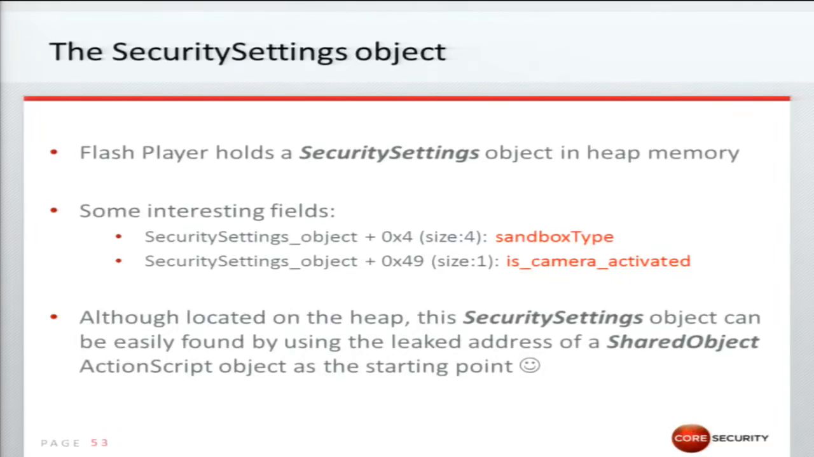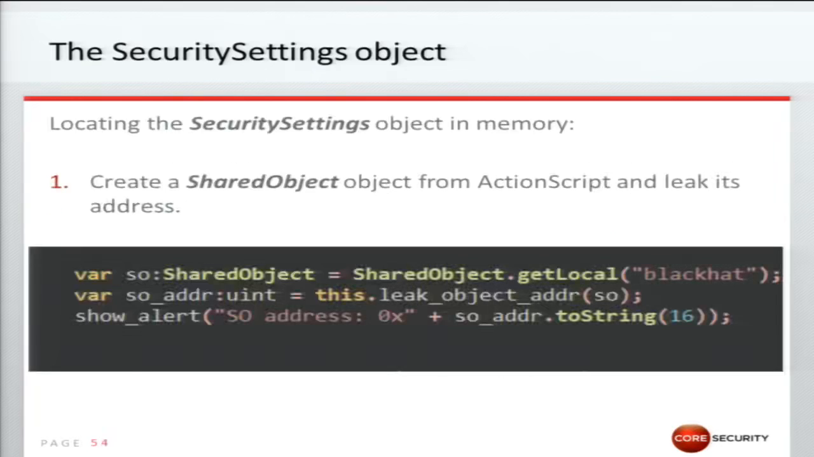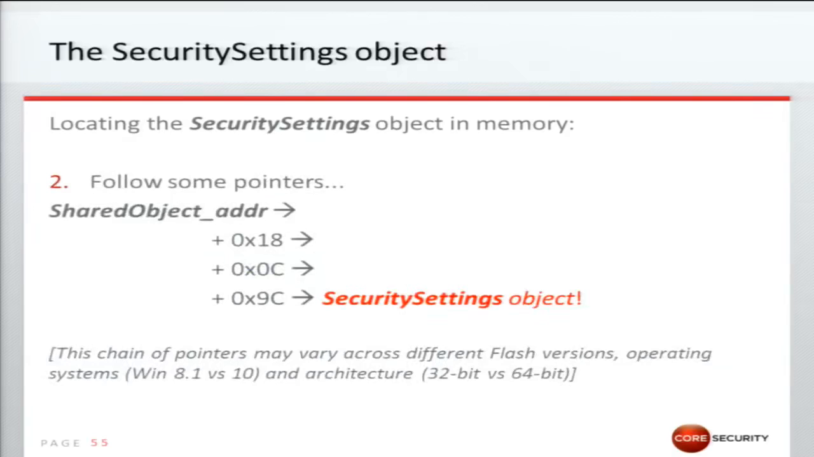This object is somewhere on the heap, but fortunately, we can obtain its address by following a chain of pointers using the address of a shared object, which is an ActionScript object, as the starting point. So let's see how to locate this security settings object in memory. The first step from our ActionScript code is to create a shared object. And by using our read primitive, let's assume that we have one, we need to leak the address of this shared object. And the second step is, using the address of this shared object as the starting point, we need to follow a chain of pointers.